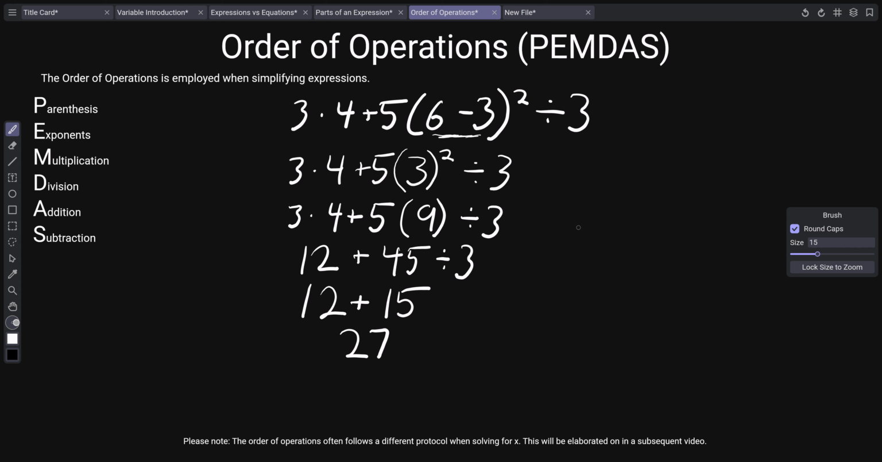And the order of operations follows a different protocol in solving for x. Maybe you feel like you've done problems before, and you've subtracted first. That happens a lot when you're solving for x. But we're going to go into that in a different video. I just wanted to cover this for today. I don't want to make the lesson too long.